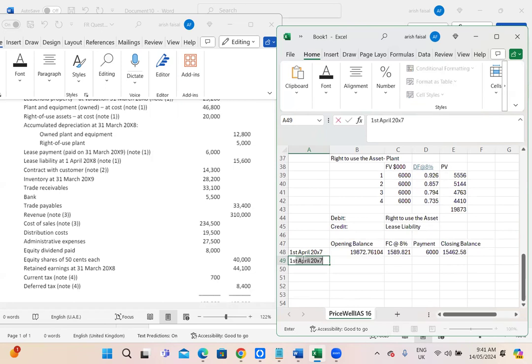Right. So on 1st of April 2008, it's up to you whether you take 15,600 or you take 15,456. But anyways, I'll take 15,600 over here, right? And on this, you have to apply 8%. That's basically going to be in your income statement. So this finance cost, that's 1248, will be a part of your finance cost in the income statement.